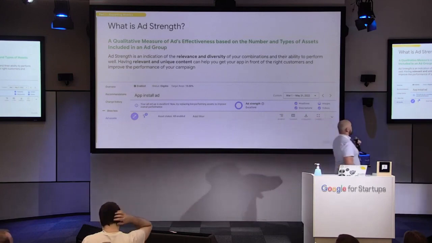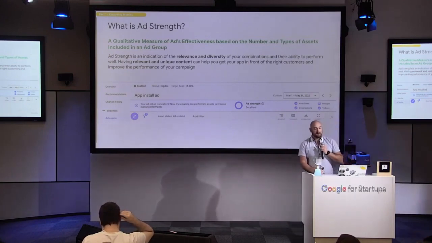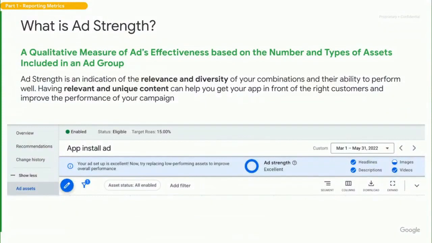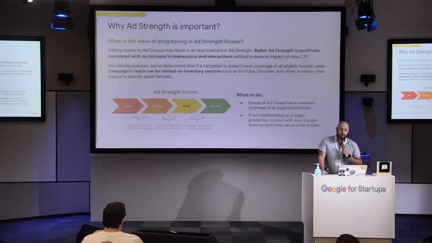Another point to make: ad strength. Essentially it is a qualitative measure of ad effectiveness based on the number and types of assets included in the ad group itself. As I mentioned earlier, if you have the assets, you can then enter auctions themselves, right? Fairly simple. It doesn't necessarily look at whether the asset is good or bad, or what the click-through rate is and those kinds of things, but essentially it just helps you figure out all the basics. Why is it important?